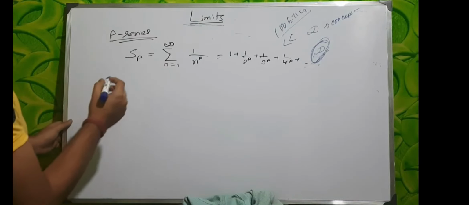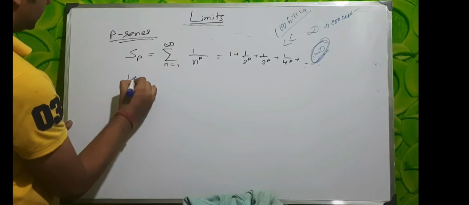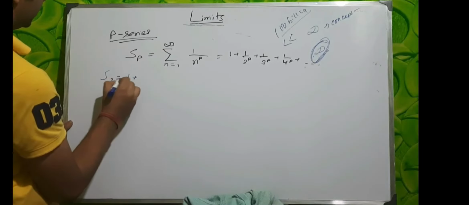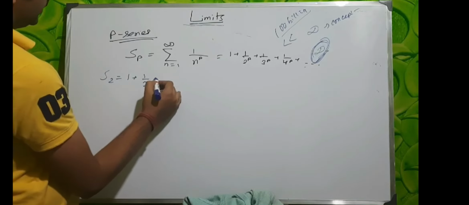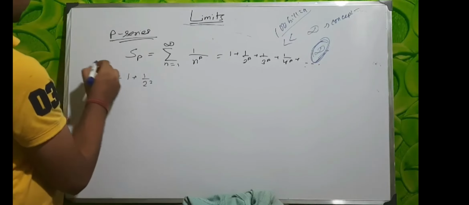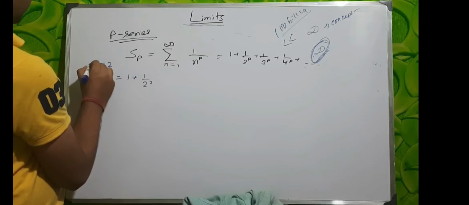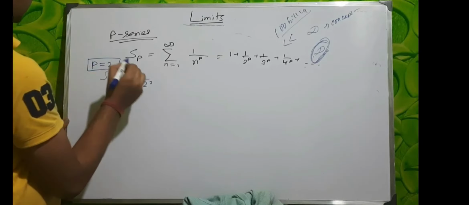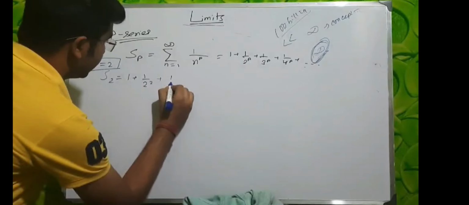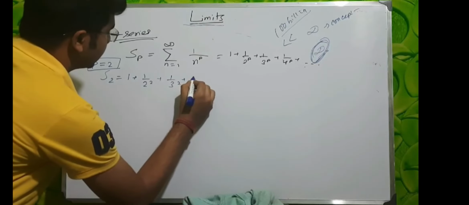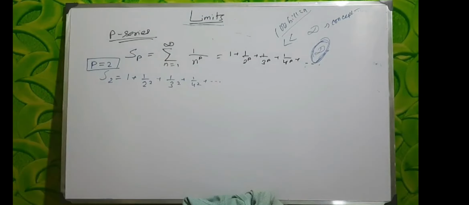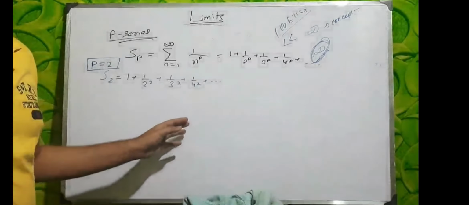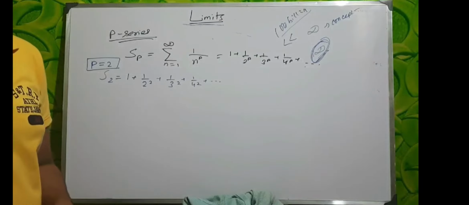So just look at this series. We say it is S2. So this is S2. When it is S2, we take p equals 2. P equals 2 in this case. So what do you think? Does this series have a finite value or not? Just give it a try, and when you're ready, come back.